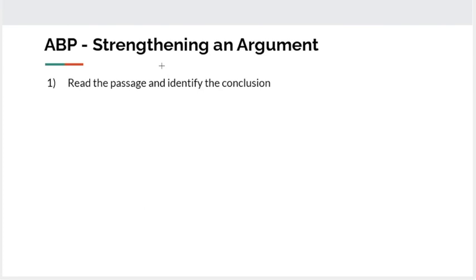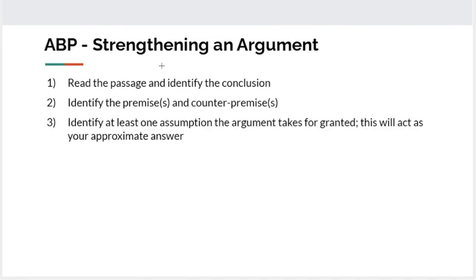So the steps that we want to take in dealing with these passages and questions. We're going to read the passage and identify the conclusion, the point that the argument is trying to make, and then working backward from the conclusion, identify the premise and the counter premise. Again, one or both of those can be plural. Then try to identify at least one assumption that the argument takes for granted. If you can identify multiple assumptions, focus in on the one that seems like it's the most important. And that will act, at least to begin with, as your approximate answer, something that you can use as you go to look through the answer choices.